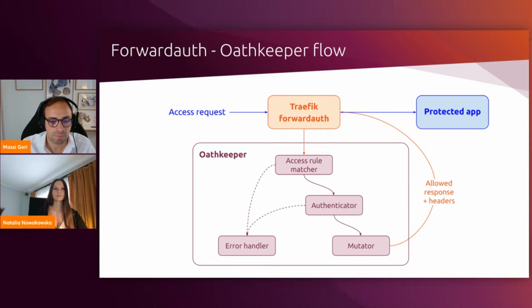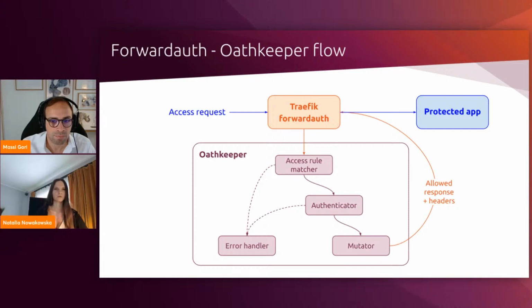The user will be redirected to Identity Platform and asked to log in with an external identity provider. Upon successful authentication, AuthKeeper will send a 200 response to Traffic and the user will be let in. Along with that response, AuthKeeper will also transform the original request and send headers that the charmed application expects.